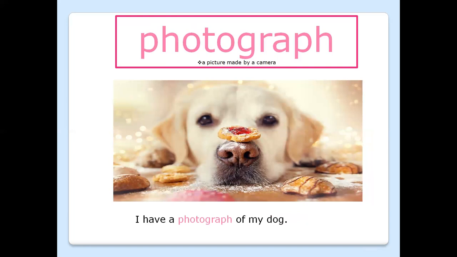Now, photograph. What is photograph, class? A photograph is a picture made by a camera. I have a photograph of my dog. Instead of saying picture, I will say photograph. And photograph is a Greek word that came from the ancient Greek civilization.